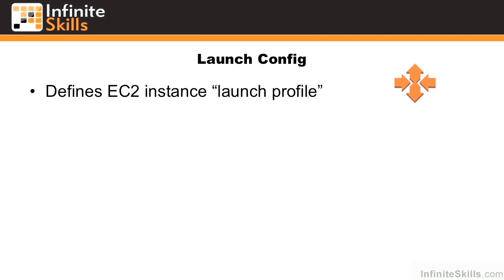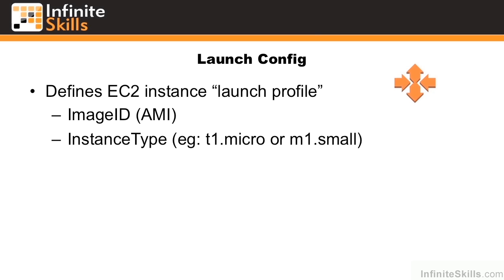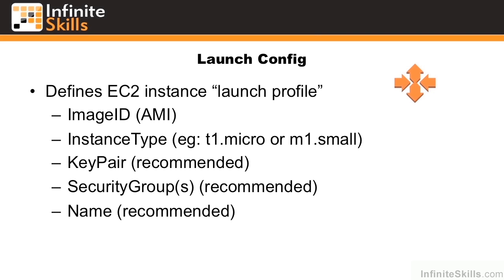The launch config defines a launch profile, which includes the image ID or AMI, the instance type, for example, a T1 micro or an M1 small. We also recommend that you use a key pair and a security group. The name is very important as well, as this helps you go back and find your launch config later.